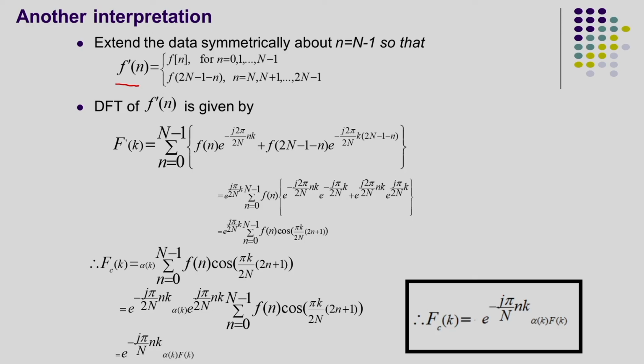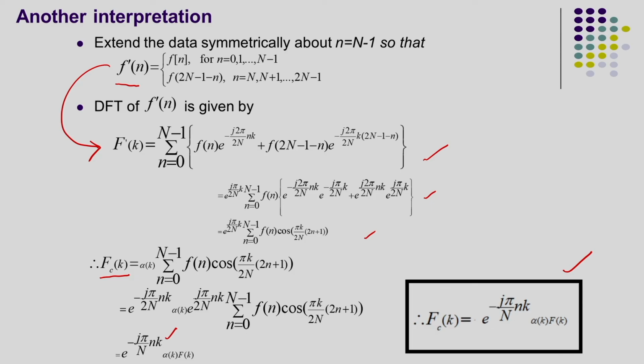After this I can determine the DFT of this sequence. Just you can see the mathematics. After determining the DFT of the new sequence, finally I am getting the FCK. FCK is nothing but the DCT of the sequence. So I am getting the DCT of the sequence, that is equal to e to the power minus j pi k divided by twice N, into alpha k into F'k. So this is what I am writing here. So this is very important. This is a very important representation.